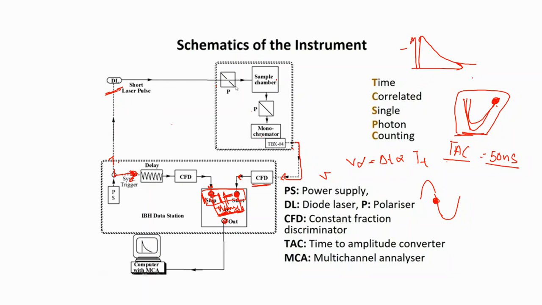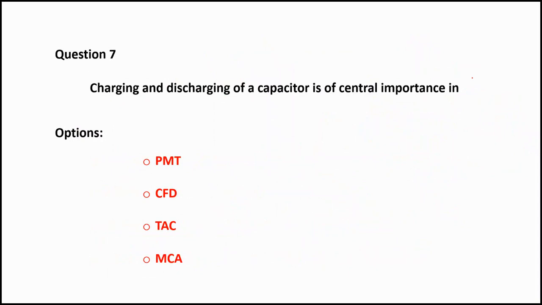So if you go to this question, the charging and discharging of the capacitor is of central importance in PMT. PMT, what is the full form? Can you just guess? Photomultiplier tube. Where is it used? It is used in the detectors. The second thing is CFD, constant fraction discriminator, TAC, and MCA. Based on the explanation, what do you think is the right answer? TAC. Yes, option C, TAC, would be the right answer. If you have any doubt in this question, just feel free to ask, or else we'll proceed to the next question.